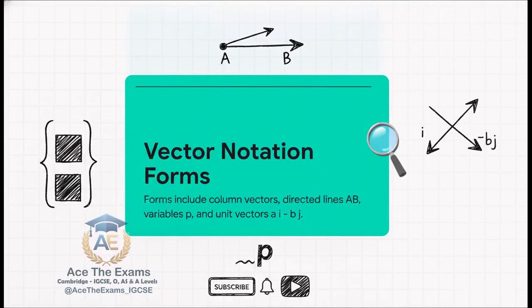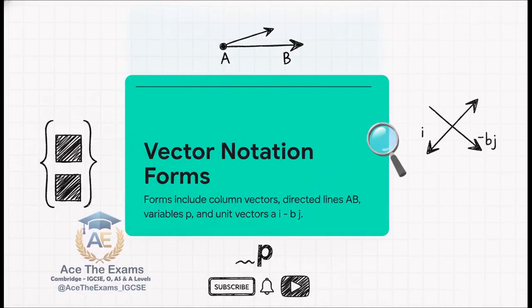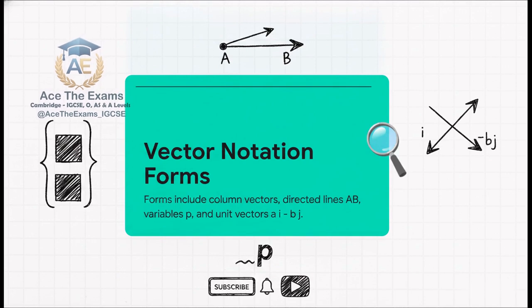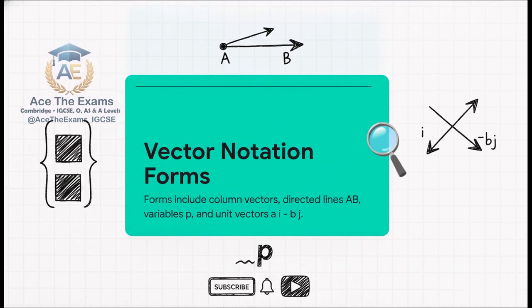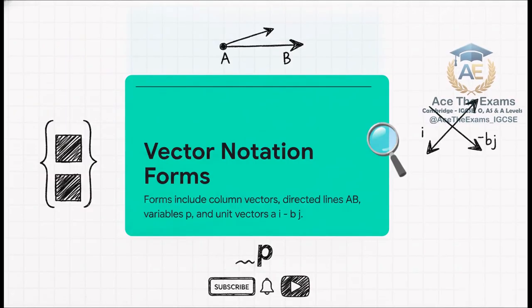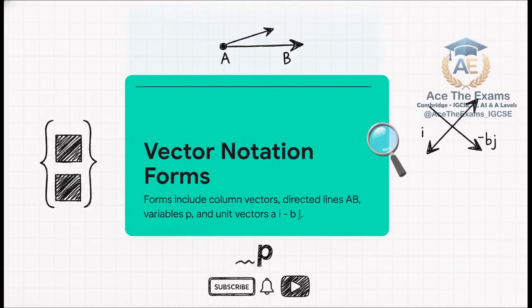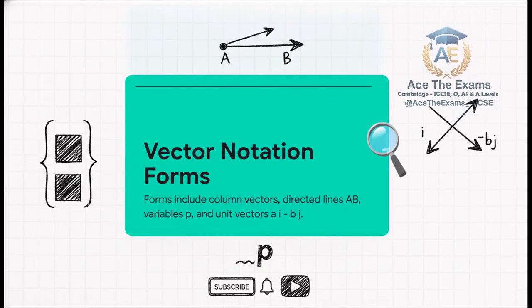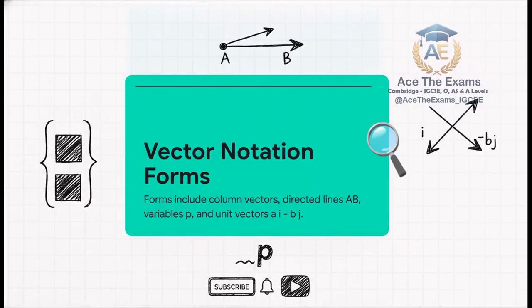To even begin your analysis, you must intimately understand and use vector notation in all of its various disguises. You're going to see column vectors represented as a matrix column. You'll see directed line segments, like a capital A and B with a little arrow over it, indicating a very specific journey from point A to point B. You'll also see bold or underlined variables, like P, which are often used in dense algebraic contexts. And crucially, you will see unit vector components written as ai minus bj. Each of these tells a totally different geometric and algebraic story, and you have to be fluent in all of them.